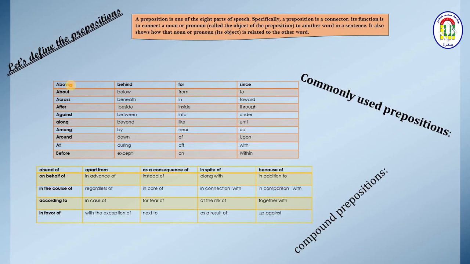From. Inside: there is something closed, I say it is inside. In is also approximately the same. Into: there is a kind of movement, I say I'm going into the house, I'm going into another closed place.